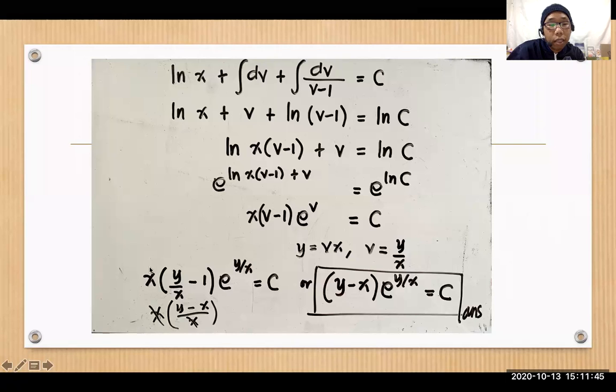That's why you have x times v minus 1, v is equal to what? Yan, y over x minus 1. And then you put this into one fraction. So you have y minus x over x. You can cancel x, right? That's why you have this final answer, y minus x times e raised to y over x equal to c. Okay, that's it. So any question?